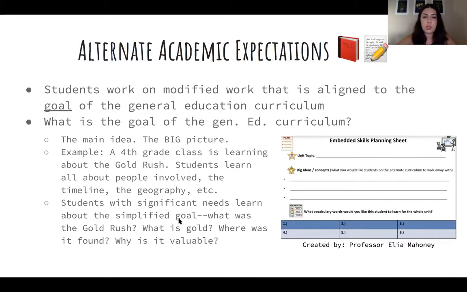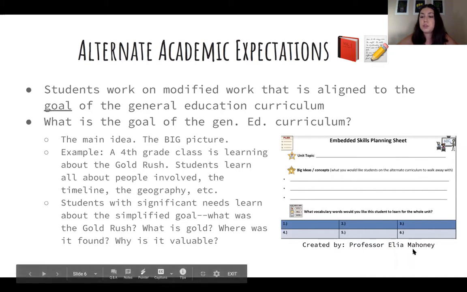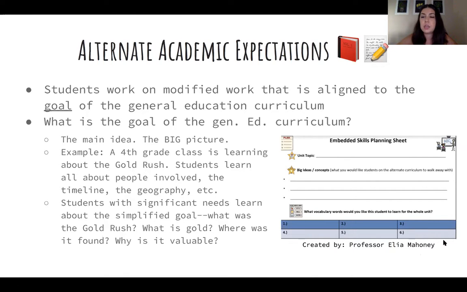Students with significant needs are going to learn about the gold rush, but just more simplified. So what was the gold rush? What is gold? Where was it found? And why is it valuable? And I included this embedded skills planning sheet that Professor Elia Mahoney, who I've worked closely with, created, and she's shared it with me. And this is actually just a snippet of it.